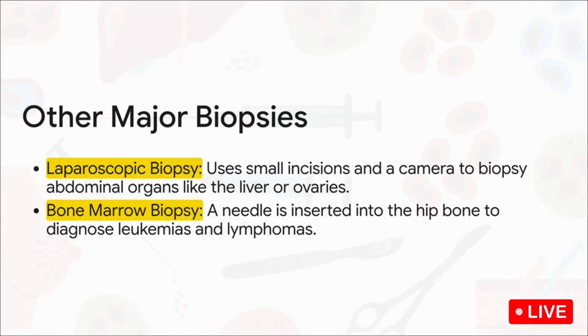And we gotta talk about two other big ones: laparoscopic and bone marrow biopsies. Laparoscopic is like keyhole surgery for organs in your abdomen, but the bone marrow biopsy is really unique. A needle goes into the hip bone to get a sample from the body's blood cell factory. For things like leukemias and lymphomas, this is often the only way to get a solid diagnosis and see exactly what's going wrong right at the source.